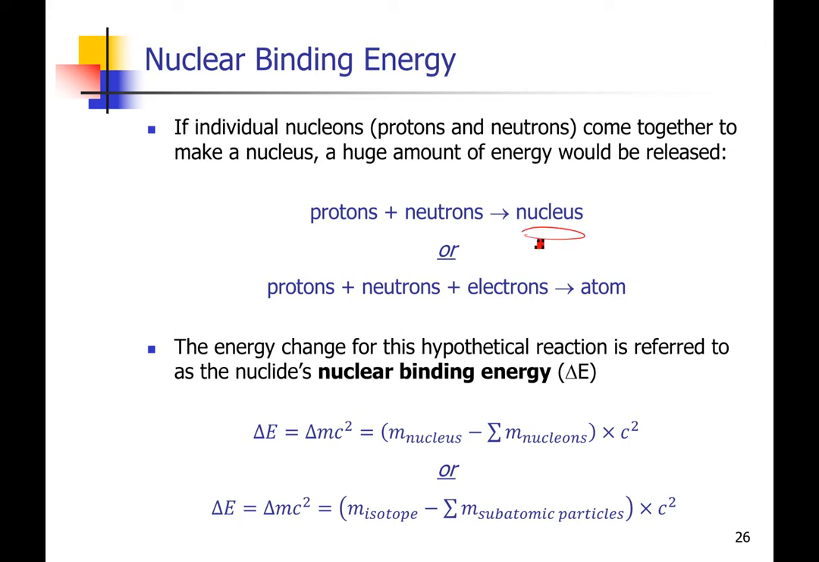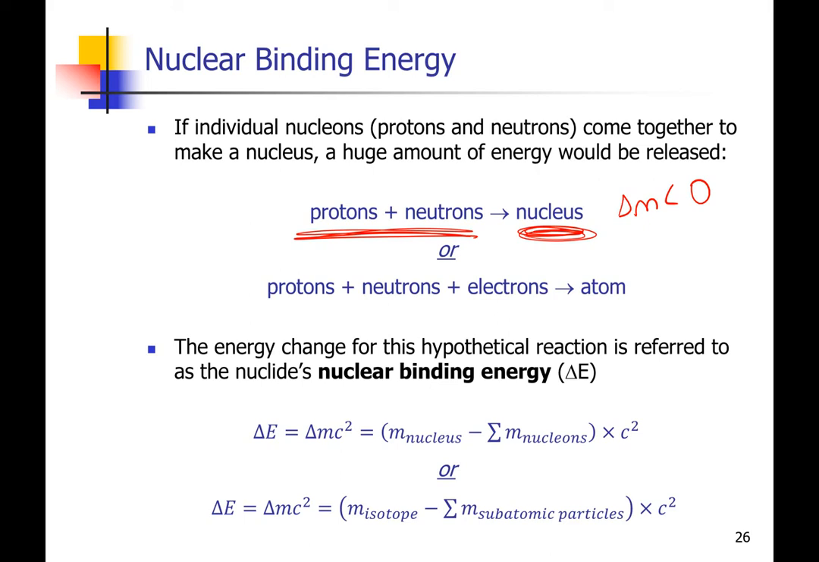So your product would be your nucleus, your reactants would be your protons and neutrons, and as it turns out, there is a mass defect. The mass change is negative. The nucleus weighs less than the total mass of the protons and neutrons that came together to make it.